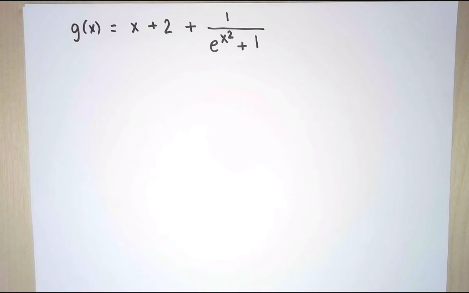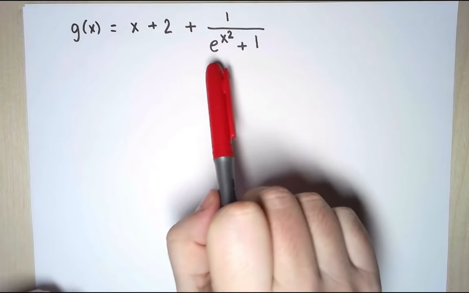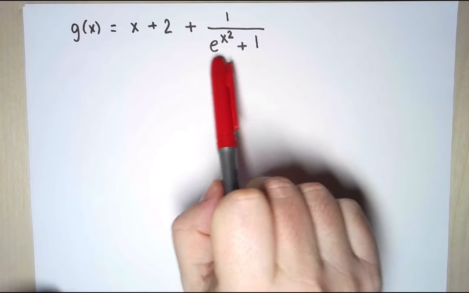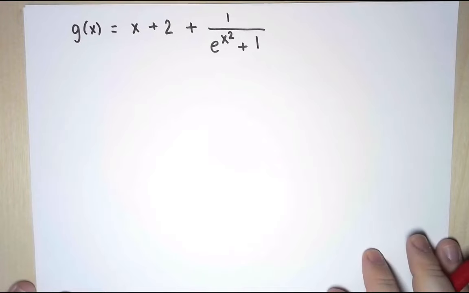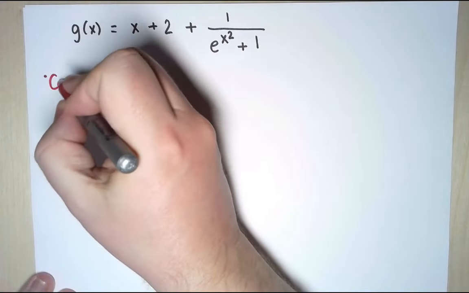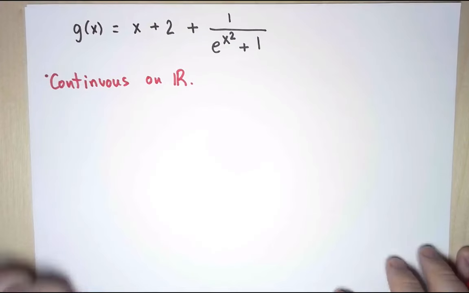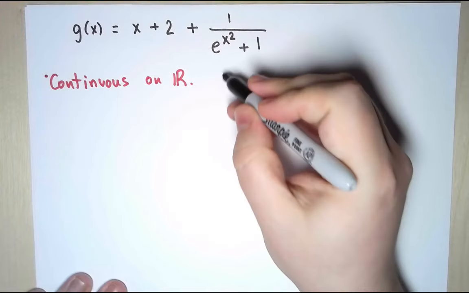The first thing I notice for this function is that the domain is all the reals, it is defined for all real numbers. I have here a quotient, but exponentials are always positive, so this plus 1 is also always positive and never vanishes. So this is always defined, and this function is continuous in its domain, which is the reals. Since it's defined and continuous on all of R, it can't possibly have vertical asymptotes.